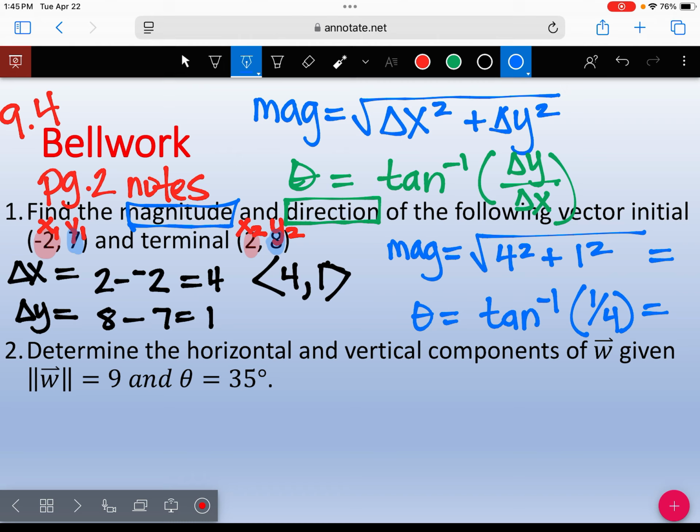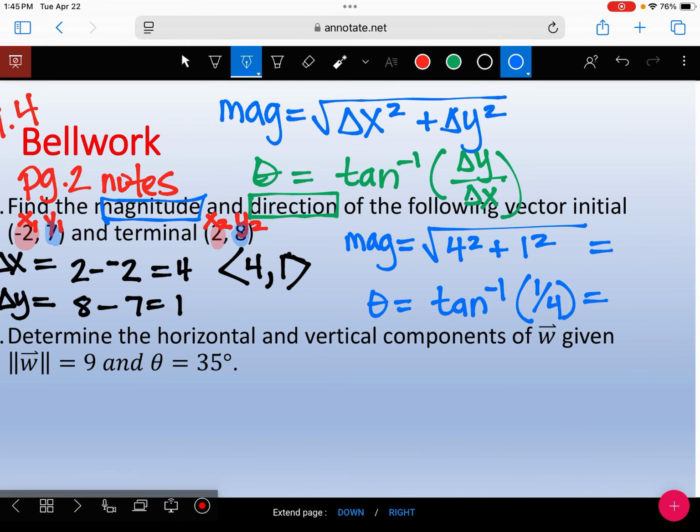So x is cosine and y is sine. All right, so I did not convert that to a decimal for the first one. And I would not mark it wrong if you kept it as the square root of 17. So that would be right, or you could type it in your calculator. And then for the inverse tangent, what did you all get for that?